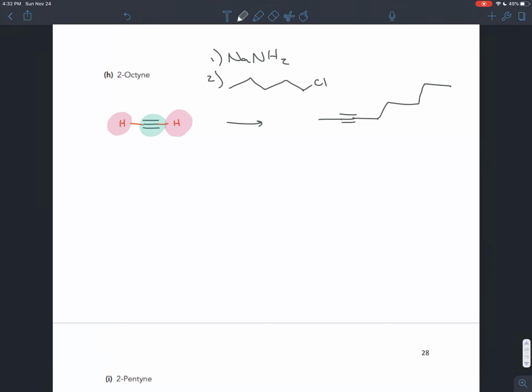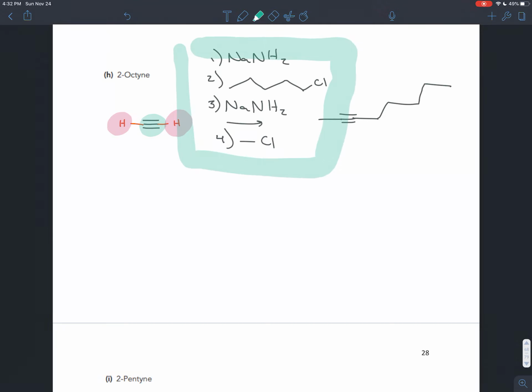Next, we want to create the left side, so we rip the hydrogen off with sodium amide. And we look at how many carbons we want to add, just one. Put a leaving group on it, and that recipe will allow you to create 2-octyne out of acetylene.